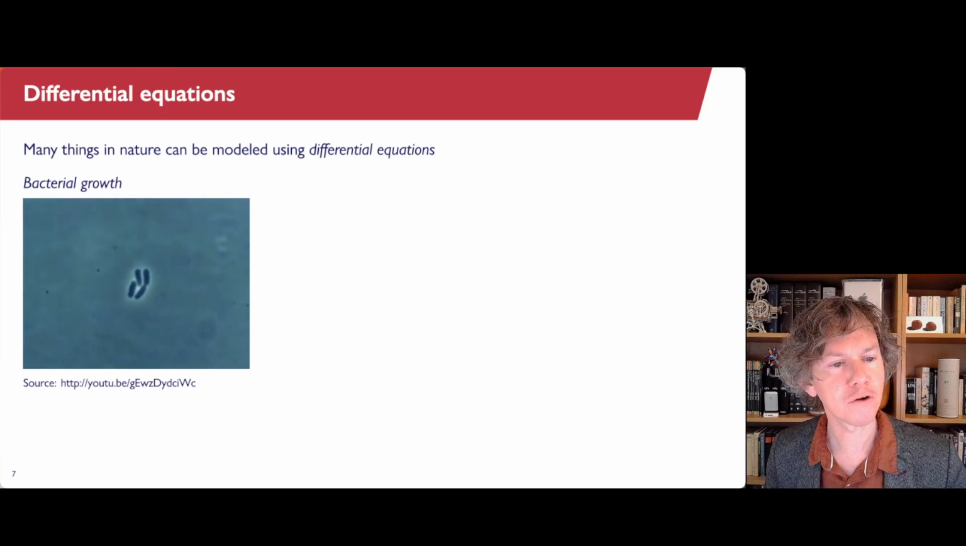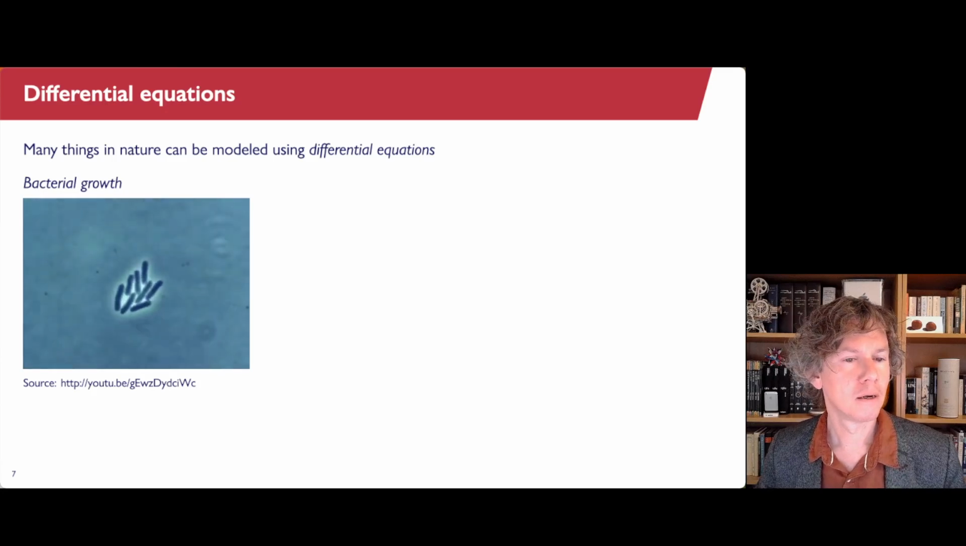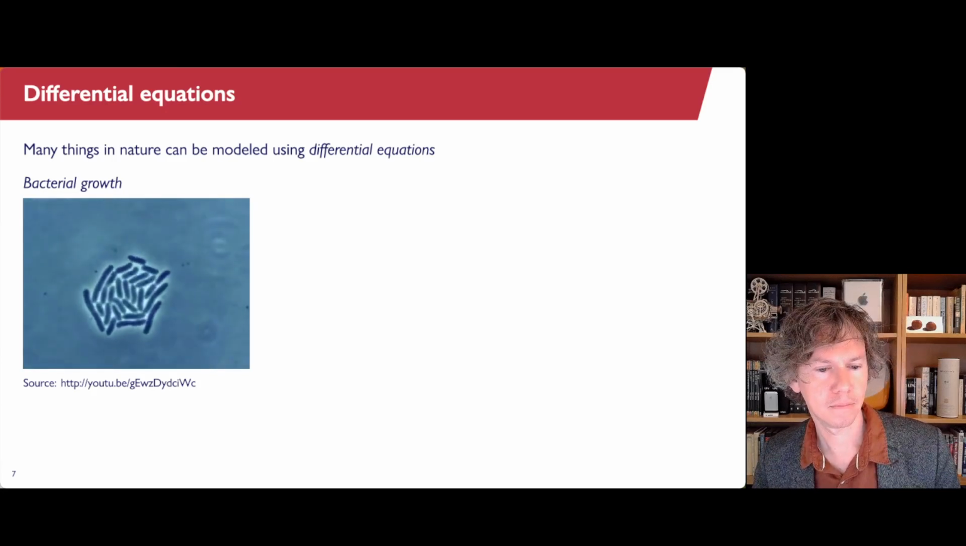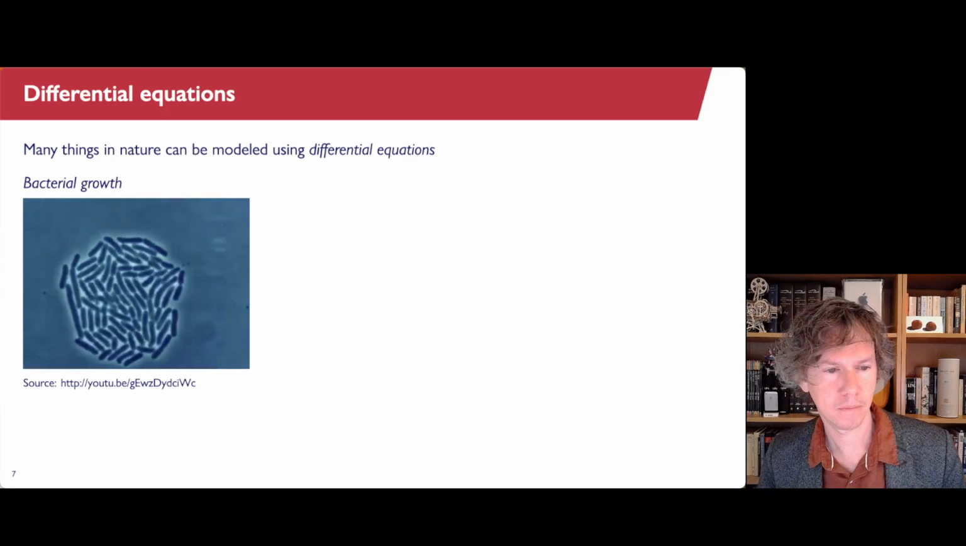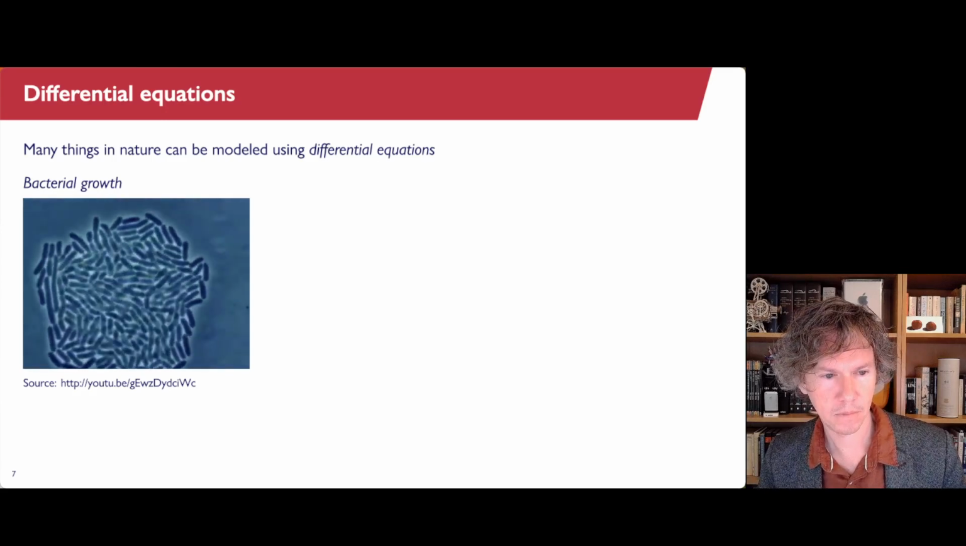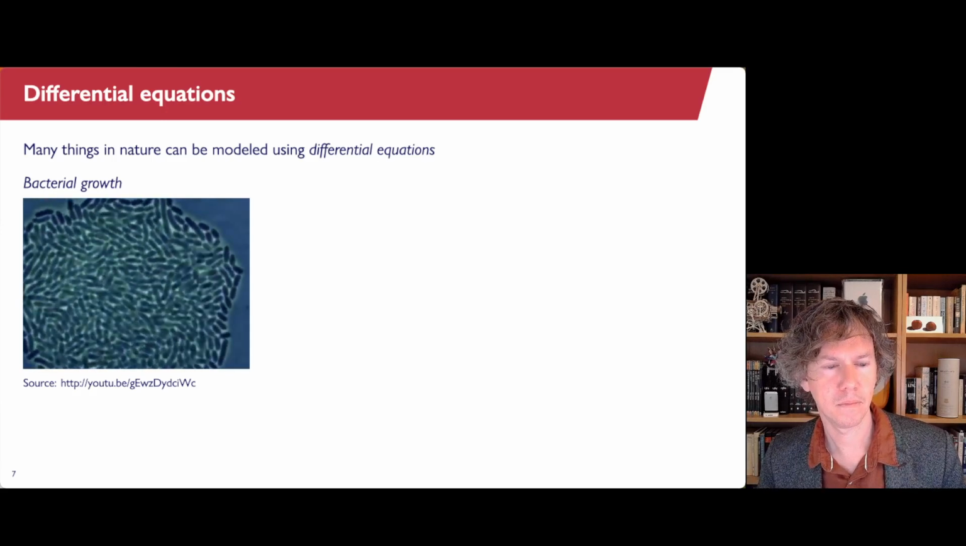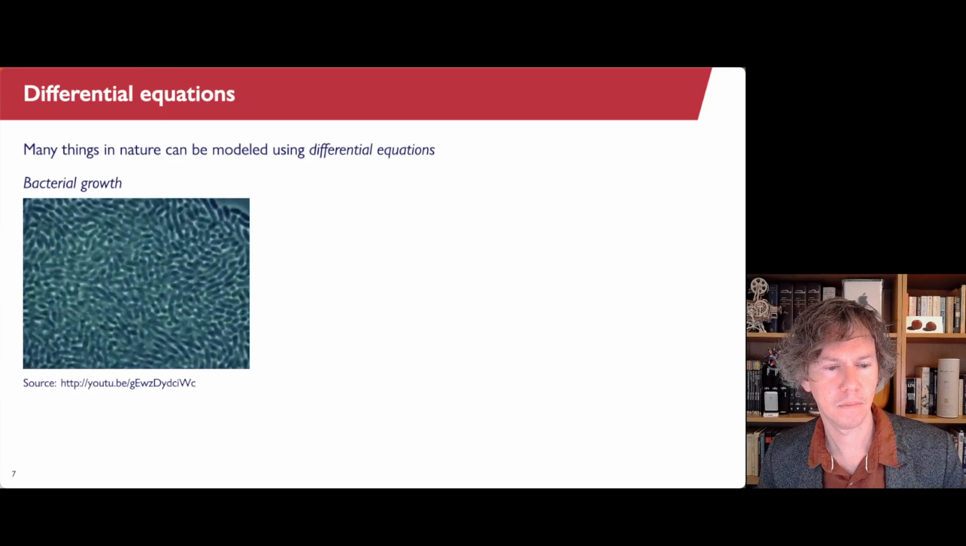Reproduce very simply and rapidly by doubling their contents and splitting in 2. Just one bacterium, dividing every 20 minutes, could produce nearly 5,000 billion bacteria in one day.